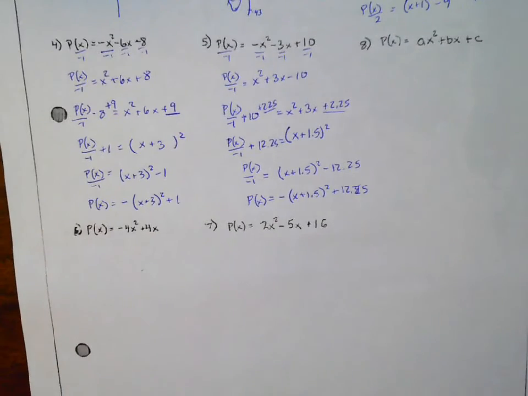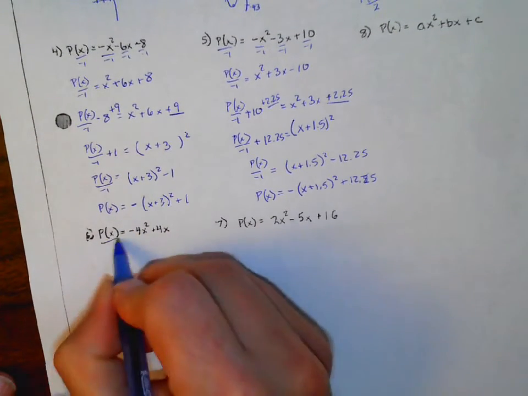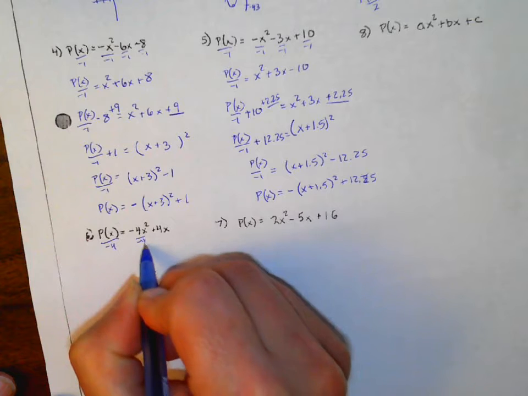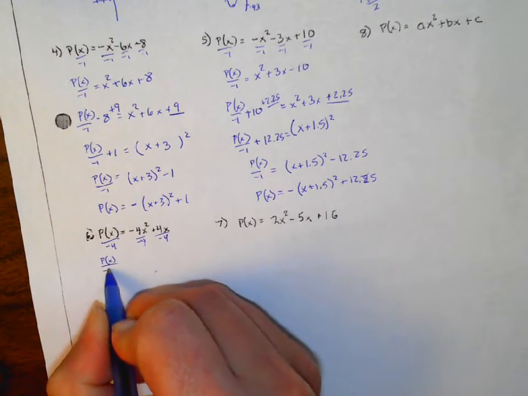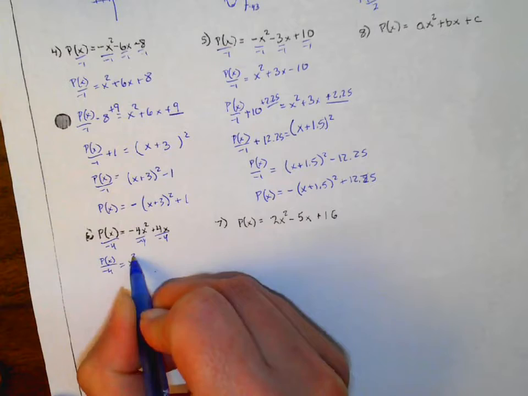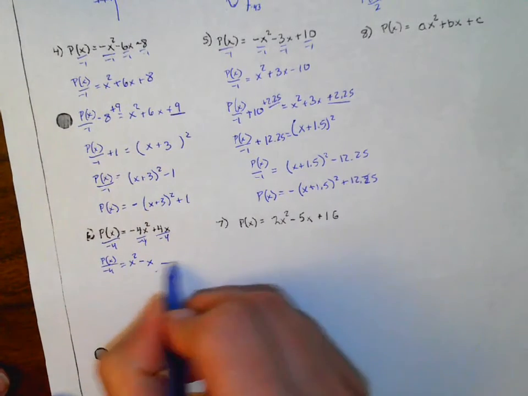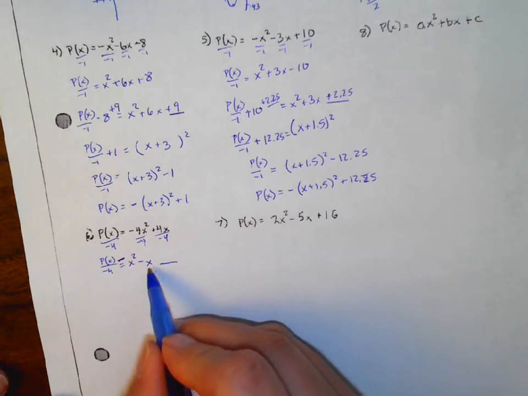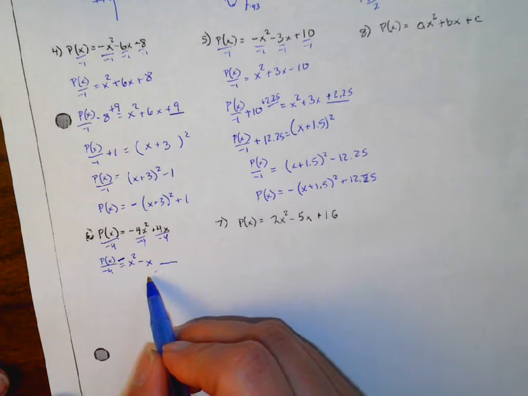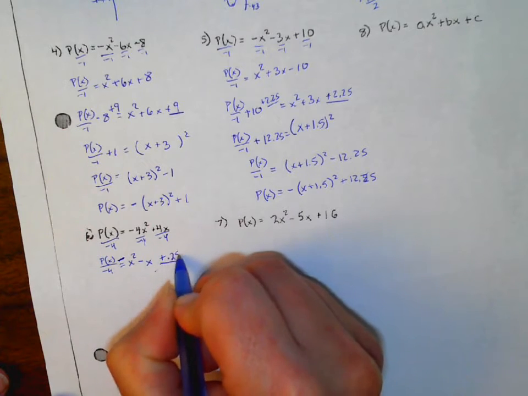Number 6 down here. Okay, so we want to get rid of this negative 4 first. So we get x squared minus x. Okay, so now we got to complete the square here. I should have left a little space here to put that in there. But half of negative 1 is negative 0.5. Negative 0.5 squared is 1/4, or 0.25.